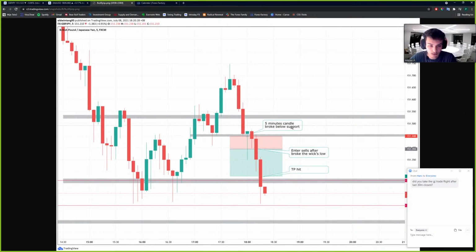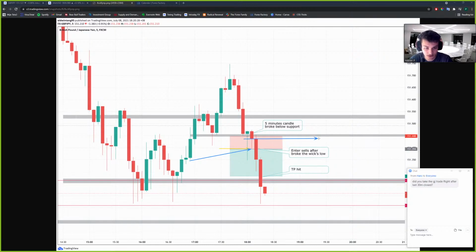5-minute candle broke below support, entered sells after it broke the wick's low, hit TP. Okay, so you entered a sell, let me annotate, right over here if I understand correctly. A sell right over there, let me change this color, right over there.